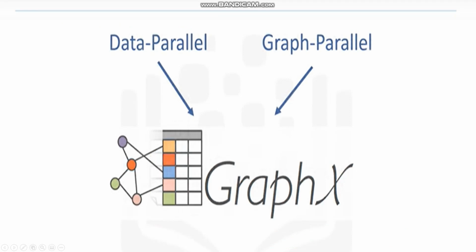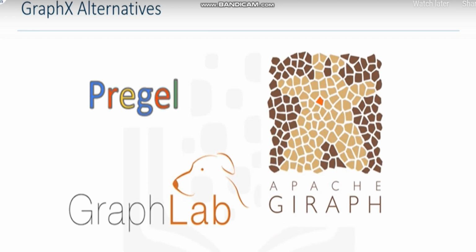Okay, now we go further. We need to know about data parallel and graph parallel. When we work with them, we use something called GraphX. GraphX addresses the problem by unifying the data parallel and graph parallel methods into one unified library. How can I put together the data parallel tables, rows and columns with the graph? I can use GraphX, and as well Pregel, GraphLab and Apache Giraph. These allow me to work with the data more clearly.